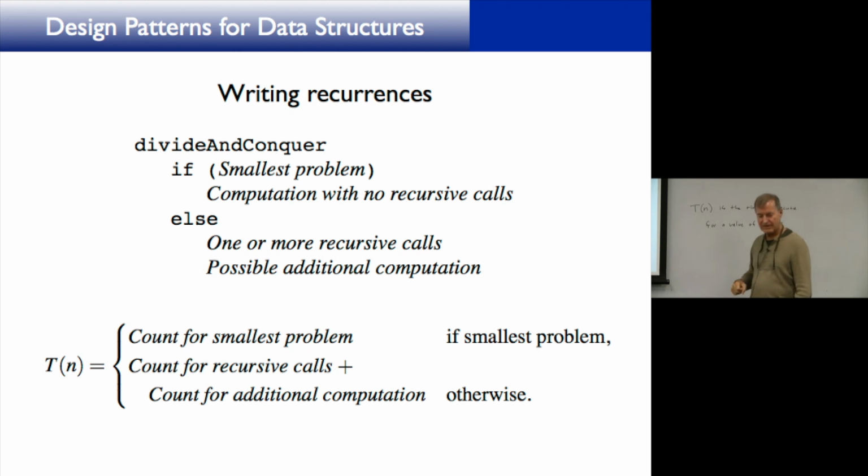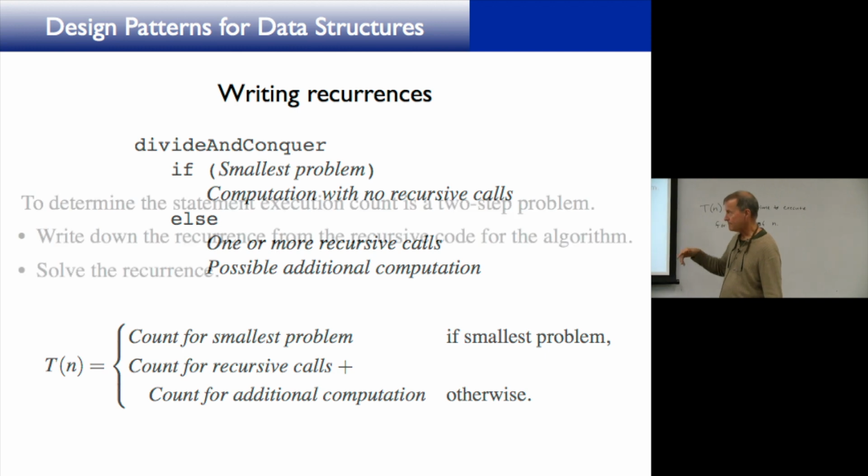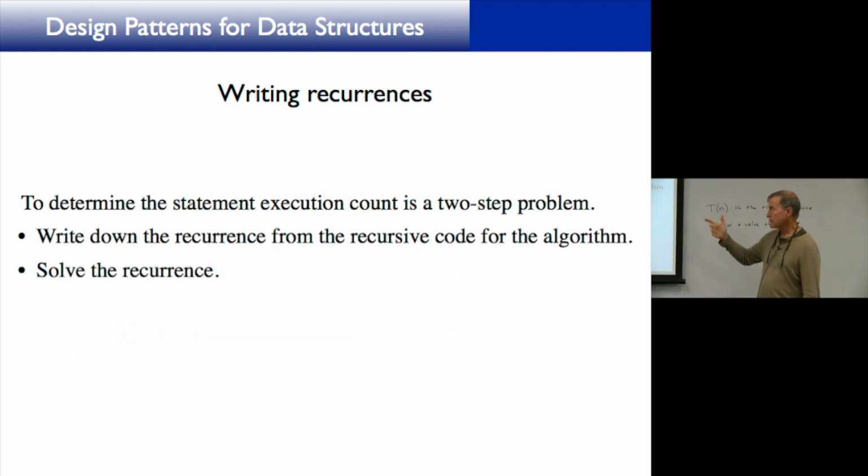Okay, so let's close with this example. So first, writing recurrences. To determine the statement execution count is a two-step problem. First, you write down the recurrence from the recursive code for the algorithm, and then second, you solve the recurrence. So it's two steps. So what we're doing is the first step. We are writing down the recurrence. Now let's do it for this example.